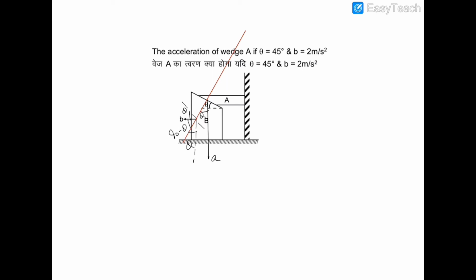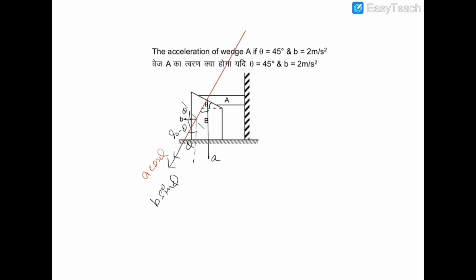So the components of the accelerations will be that the component of B will be B sine theta, and the component of A will be A cos theta.